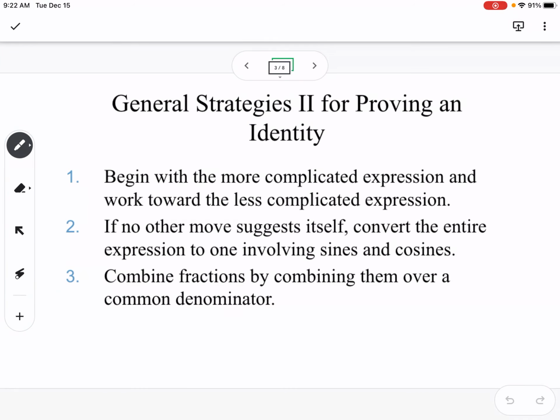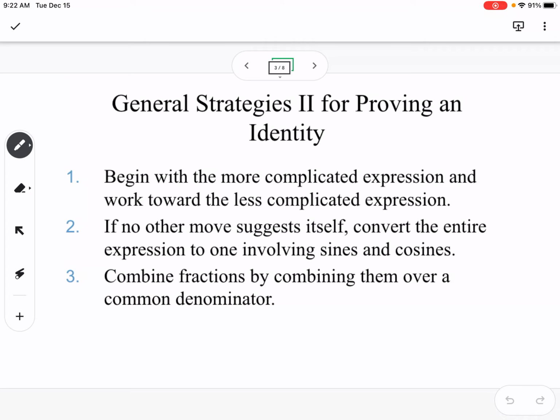Okay. So some other strategies: begin working with the more complicated side and work towards the less complicated side. So tackle the side that's a little bit more complicated first. If no other move suggests itself, so if you get stuck, convert everything into sines and cosines. That's always a good strategy. So if you're not sure what to do, turn everything into sines and cosines. And then you can combine fractions by combining them over a common denominator.